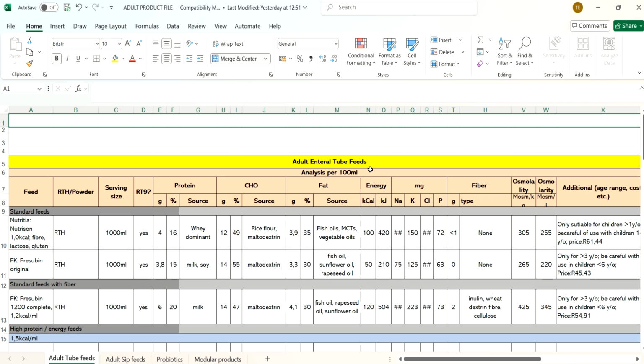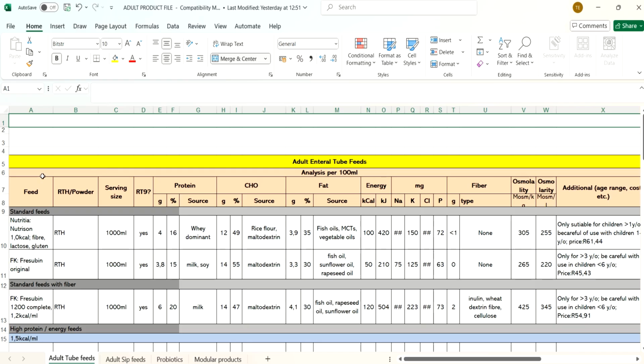I mean, when you're doing your calculations as well as with your feed selection, all you have to do is make sure that you look at the nutritional information tables per 100 ml, not per serving. And most of them, almost all of them, come per 100 ml, right?